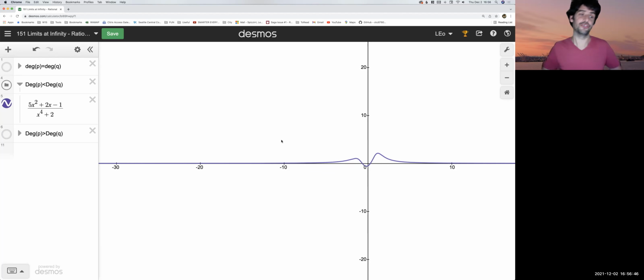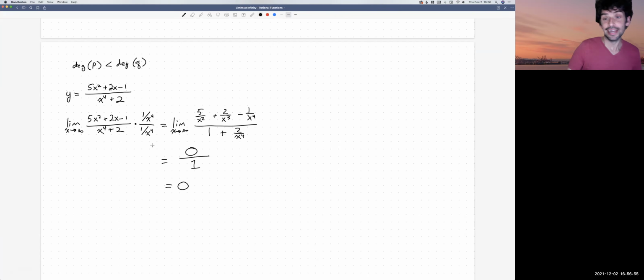And so that's in our denominator, so it makes this function incredibly small. And so we say it approaches 0. The limit is 0, okay?